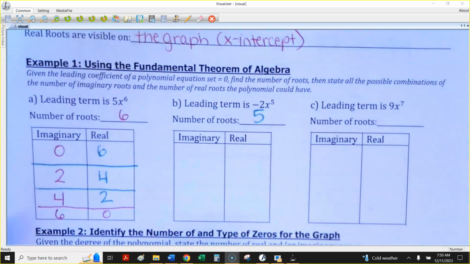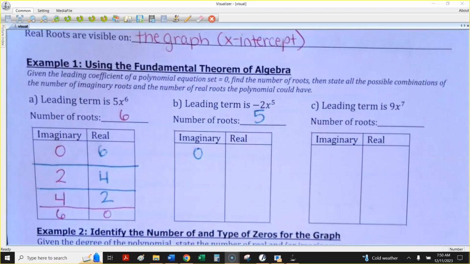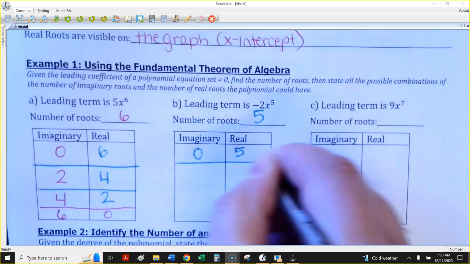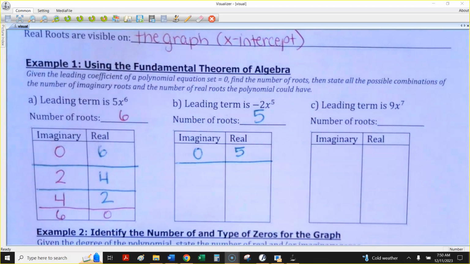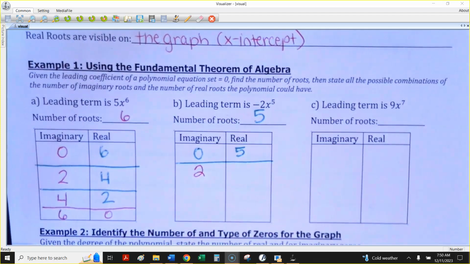So, if I could have none. If I had no imaginary, how many real would we have to have? If we have to have 5 total, that has to be 5. Okay. Now, imaginary, they have to come in sets of 2. So, I could have 2 imaginary. How many real would we have in that case? 3. Does that make sense?